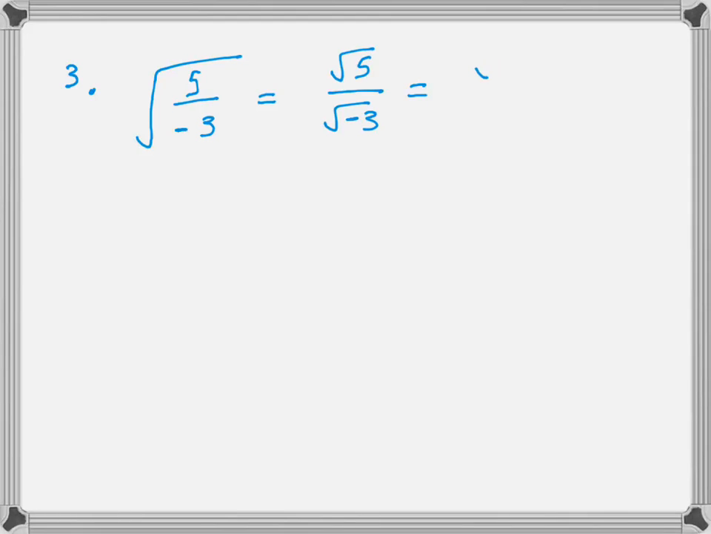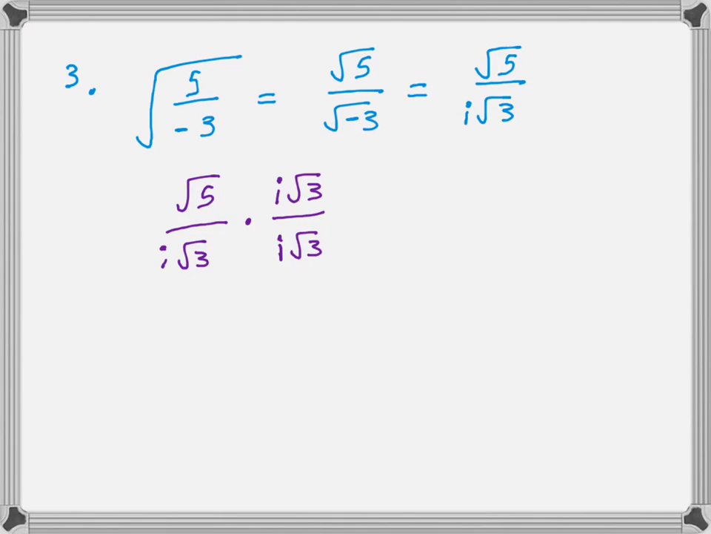So we can simplify this further to become root 5 over I root 3, because remember, if there's a negative inside of the radical, we can just pull that out and make it I. So now what we want to do is take this root 5 over I root 3, and multiply it by I root 3 over I root 3. And this is because we want the I's to become negative 1, and so the easiest way to do that is just to multiply by I. So those will become negative 1, and then the root 3's are going to cancel out like we just showed in the last unit. So this is also going to equal I root 15 over I squared times 3.